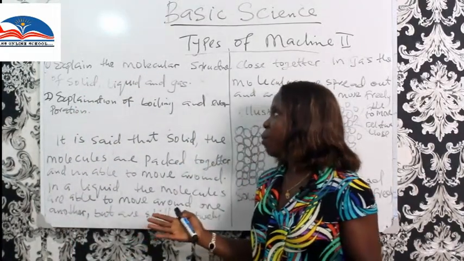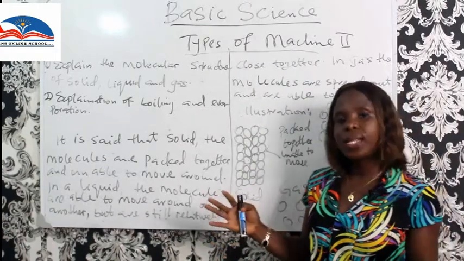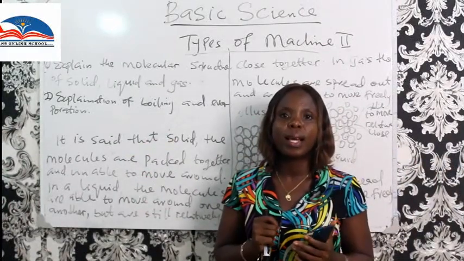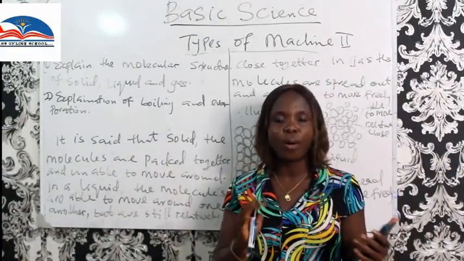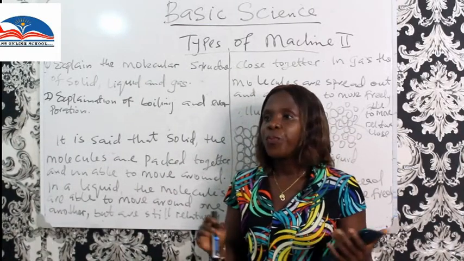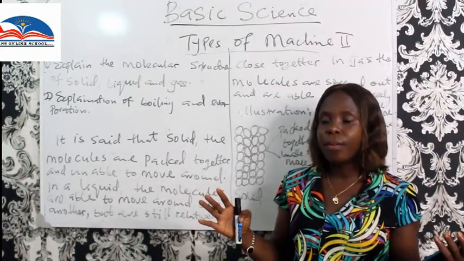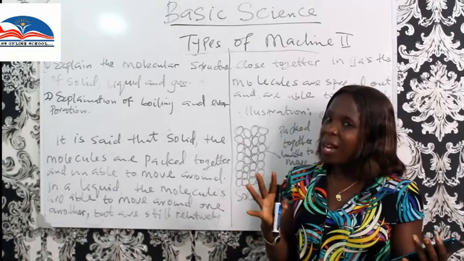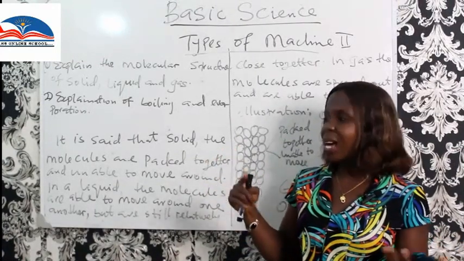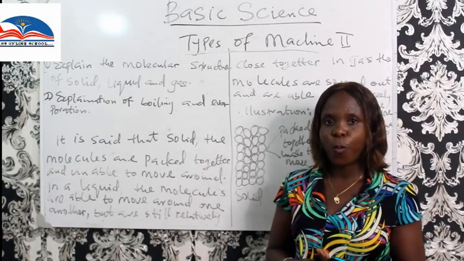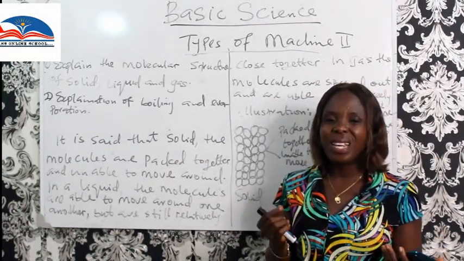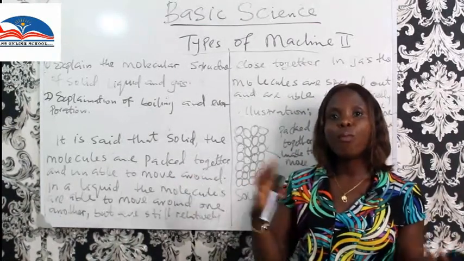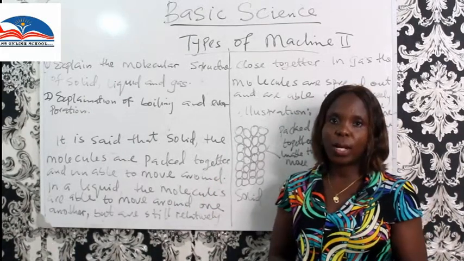So when we look at the molecular structure of solid, we see that it is structured in such a way that it is together, banded together, and cannot freely move around. Then we look at liquid. It is banded, but not banded together as much as the solid form. It can move relatively small, but not that much. But for gas, it can move freely and they are not banded together.